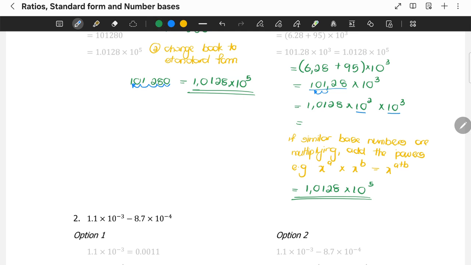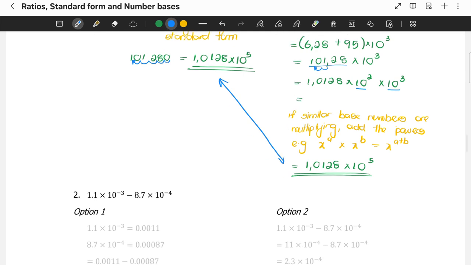So you realize that these are equal. So you can choose which option you want to do. First, changing to ordinary form, then doing the calculation, or changing to standard form with the same bases and some powers, and then doing the computation, and then changing to standard form to make sure that you only have one digit before the comma for the final answer as well.